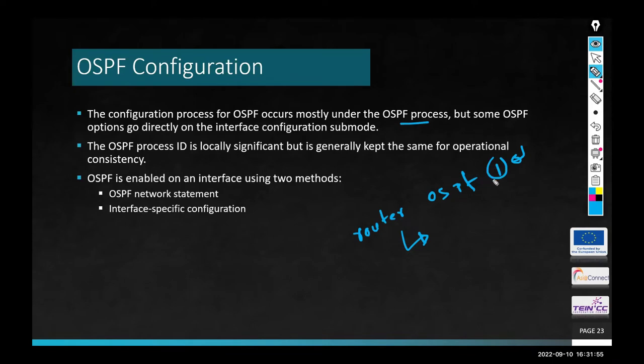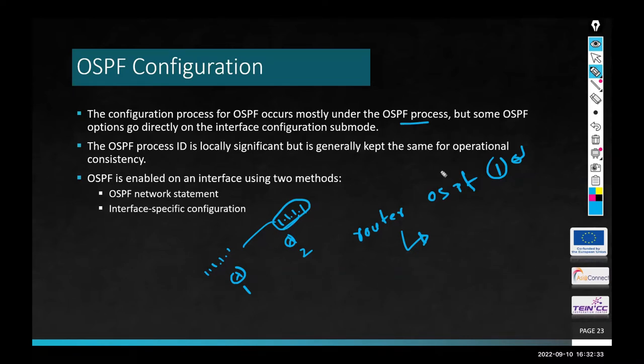You can configure the same process ID in others, or you can change the process ID in the others. Like if you configure R1 with process ID 1, you can configure process ID 2 in R2. But if you configure the router ID 1.1.1.1, you cannot configure the same router ID in your neighbors. You have to configure a different router ID.